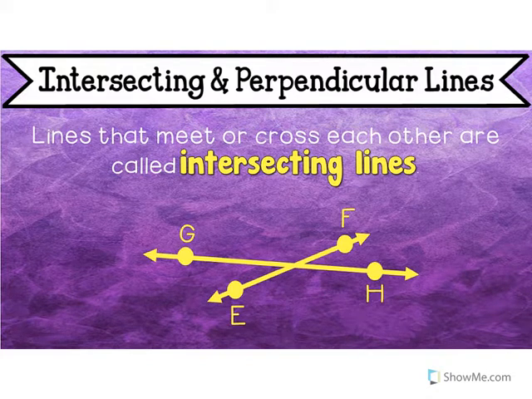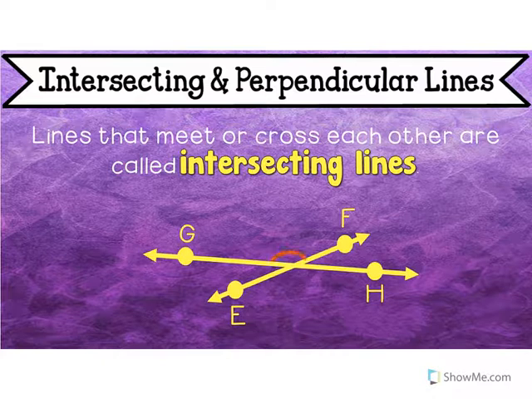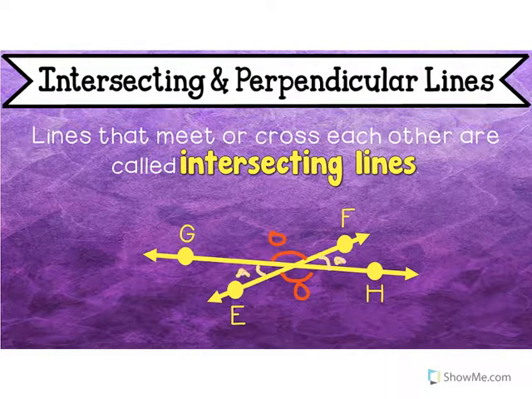The last one is intersecting. These are lines that cross each other but do not create those right angles. If you look, I have an obtuse angle and an obtuse. And then if you look right here, I have an acute and acute. So they create acute and obtuse angles within it.